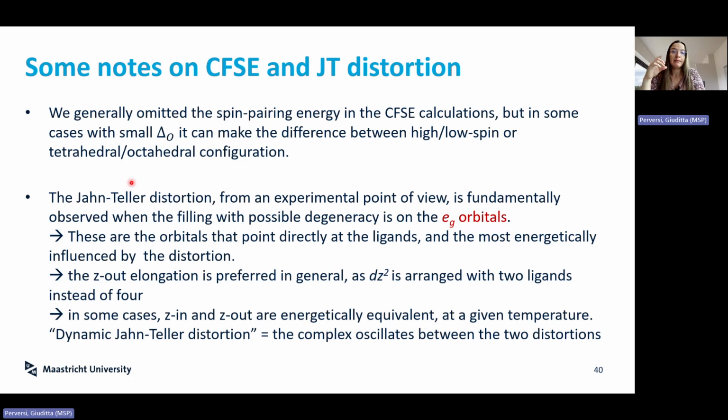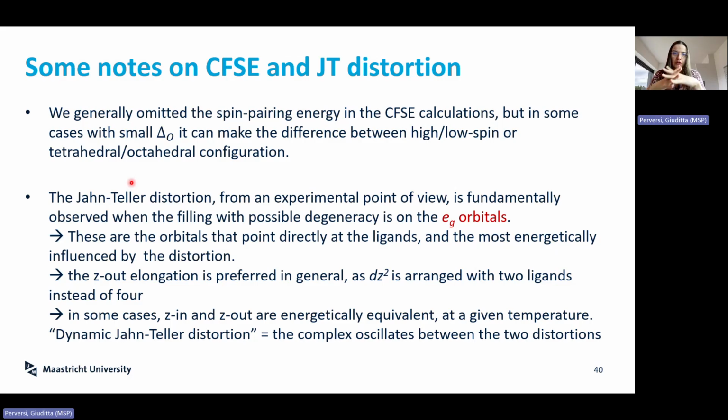So if the pairing energy is higher than the delta of the crystal field splitting, you're not going to pair the spin, your system is going to be high spin. If the pairing energy is lower than the crystal field stabilization energy splitting, you're going to pair the spin and have a low spin system.